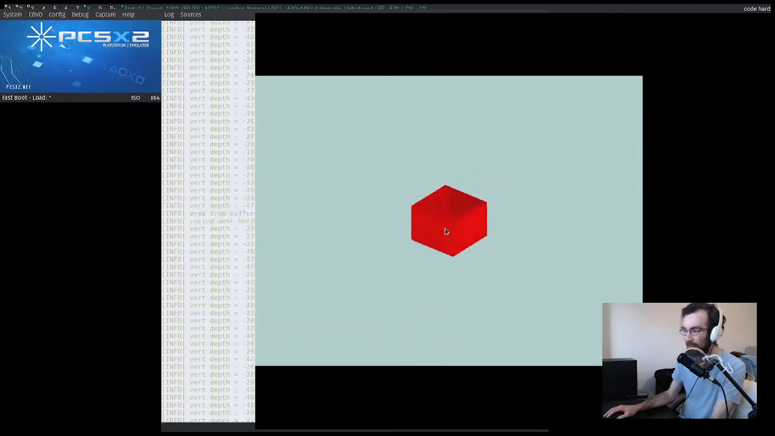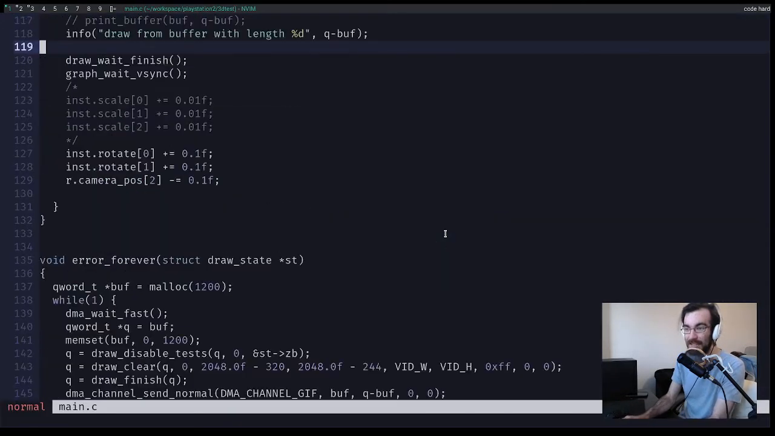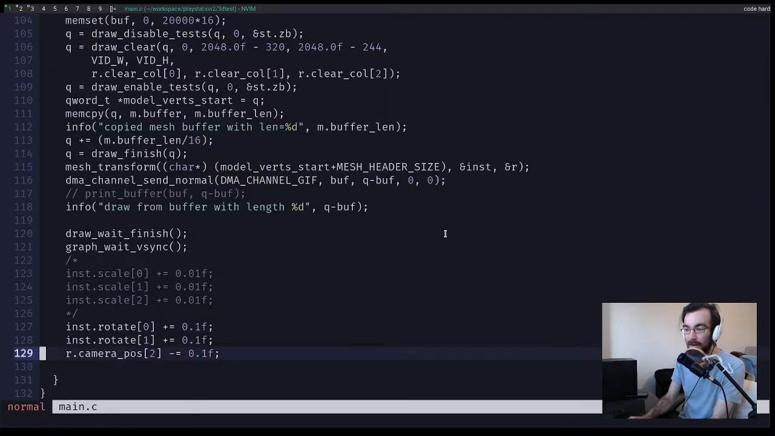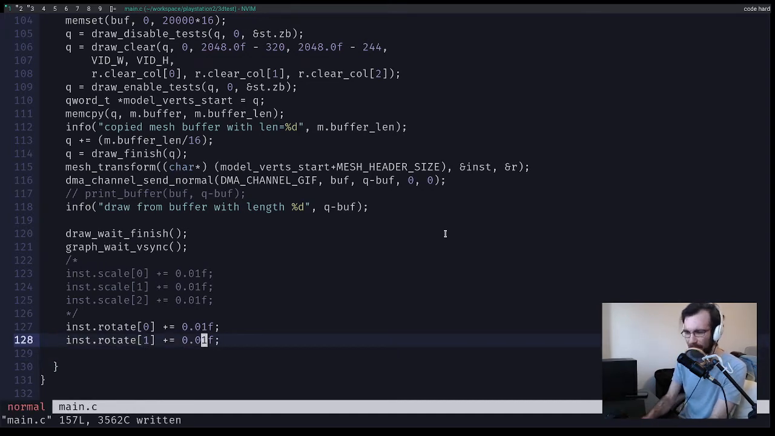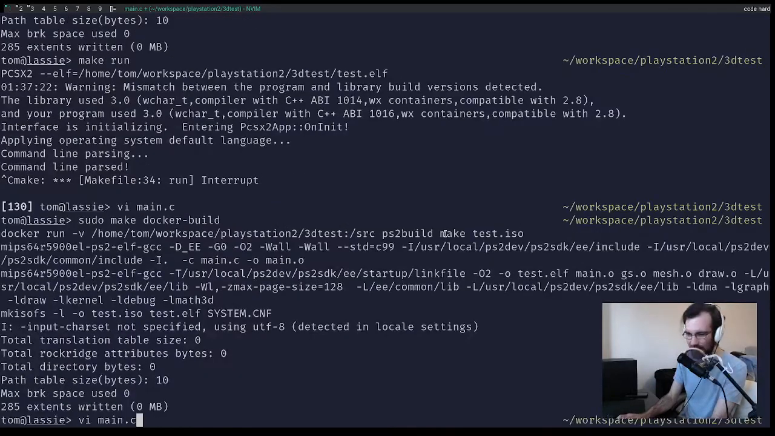I really should slow this cube spinning down. I think that would be a good place to start here. So let's go 0.1, let's go 0.01. And let's stop moving the camera for now. We need to do something about this camera. I don't know what. Let's actually rotate one of the axes slower too. I think that'll be better.